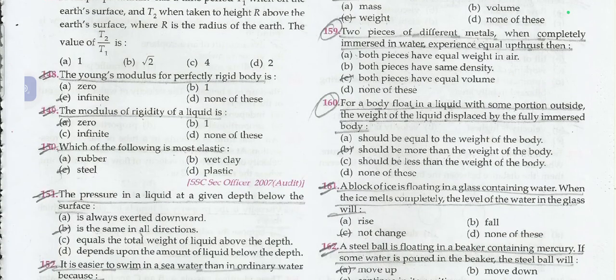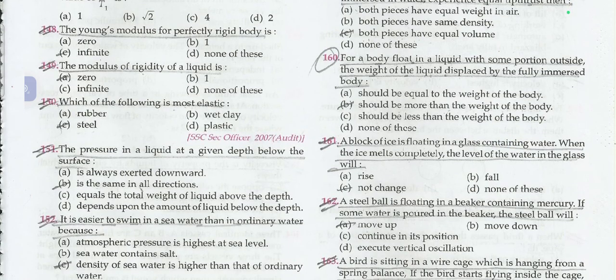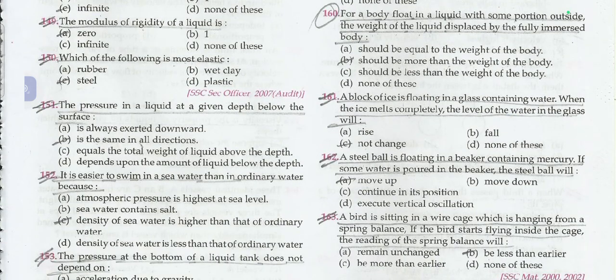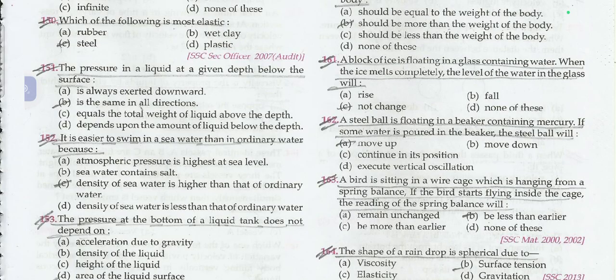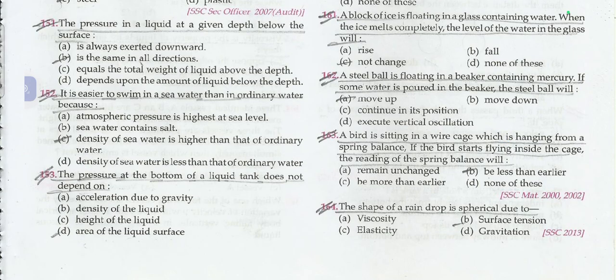For a body floating in a liquid with some portion outside, the weight of the liquid displaced by the fully immersed body should be more than the weight of the body. A block of ice is floating in a glass containing water. When the ice melts completely, the level of water in the glass will not change. A steel ball is floating in a beaker containing mercury. If some water is poured in the beaker, the steel ball will move up. A bird is sitting in a wire cage which is hanging from a spring balance. If the bird starts flying inside the cage, the reading of the spring balance will be less than earlier.